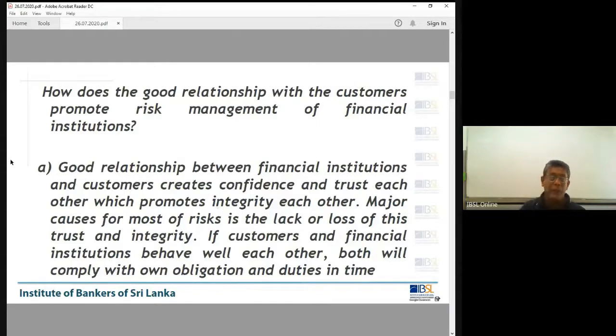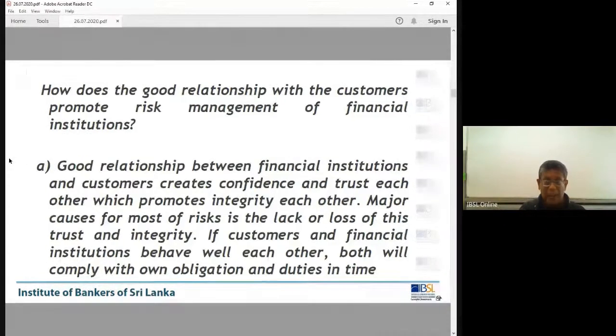First, a good relationship between the financial institution and the customer creates what? Confidence and trust in each other, and they work together. Both work in promoting integrity when you do transactions, right? Most problems, most risk arising. Why do people try to withdraw the money?